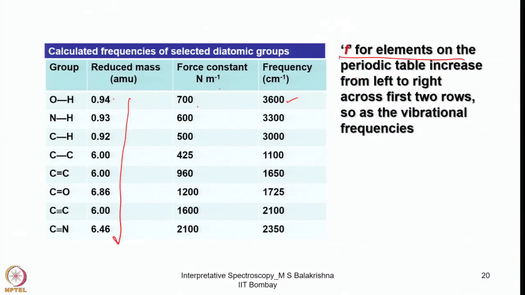So F for elements on the periodic table increases from left to right across the first two rows, and so do the vibrational frequencies. The trends you can see here. The stretching frequency for elements on the periodic table increases from left to right across the first two rows, so do the vibrational frequencies. So that you can clearly see here. Some of these trends are also very useful in remembering, understanding or comparing the data when we have two or three molecules having different groups on adjacent atoms.